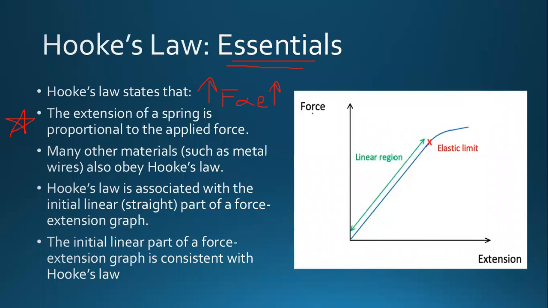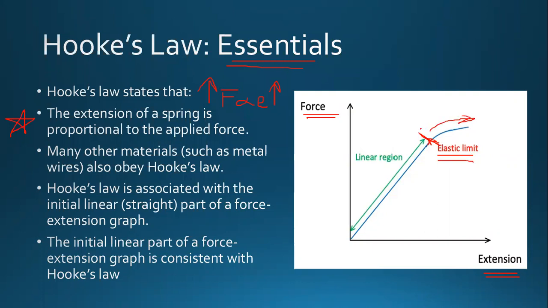A graph comes up known as the force extension graph. What is this force extension graph? This force extension graph basically tells us to what extent you can actually stretch a material, whether it's a spring or a metal wire, till what point, till what limit of proportionality, till what elastic limit are you able to apply force and stretch the object? Because at one point the elastic limit would be reached and the object would now break.